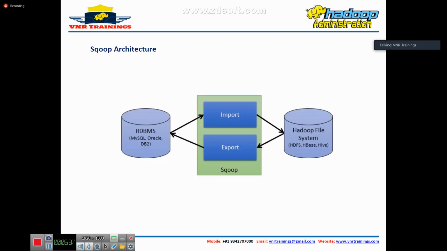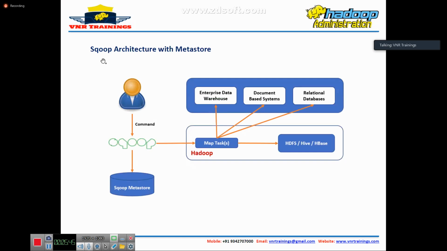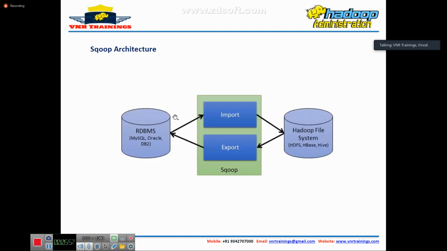Alternate tool means this is a batch processing tool. We don't have any alternate tool for Scoop. So, Scoop architecture with Metastore. Scoop can take any type of RDBMS data. If you have the SQL connector, yes, any RDBMS it can connect.